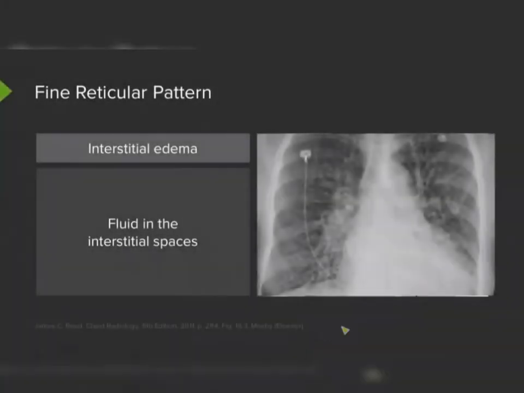So this is an example of interstitial edema, or fluid in the interstitial spaces. You can see that there is a very fine reticular pattern, so you can see these very linear opacities that are present within the lungs. You don't see any area of focal consolidation, just this very fine prominence of the interstitial spaces.